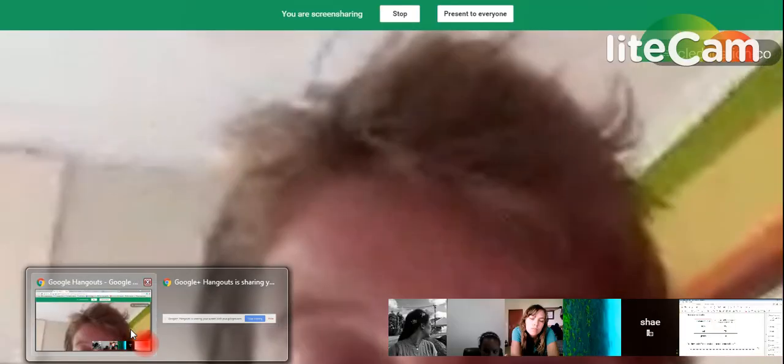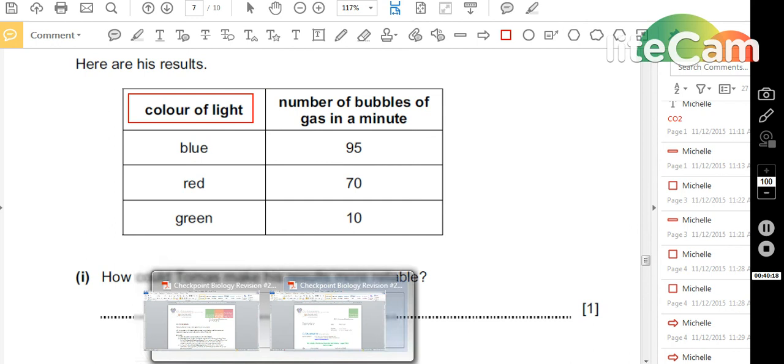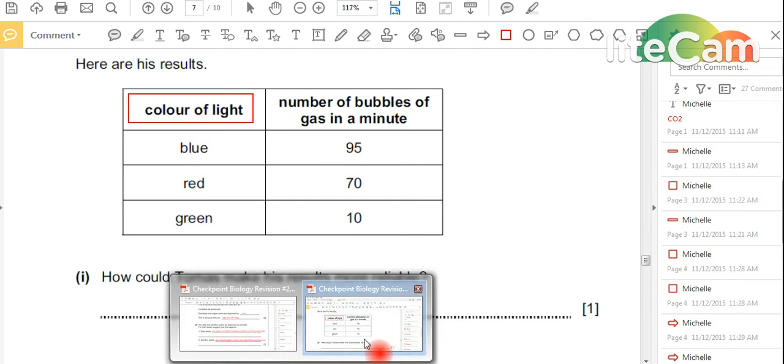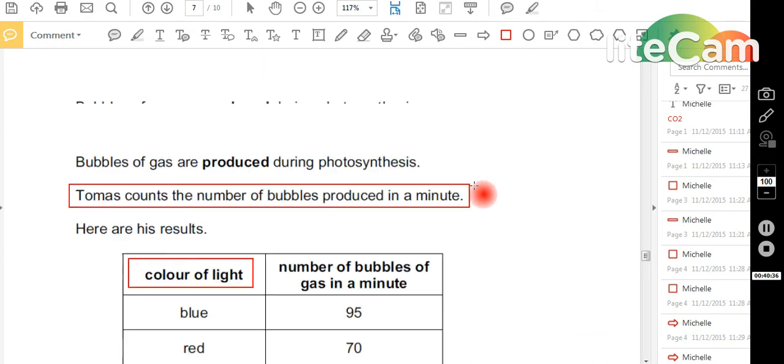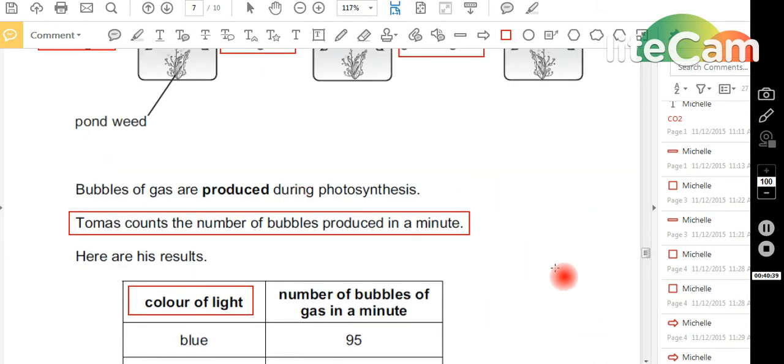By choosing one color of light. By choosing a specific color of light. No, because that is the factor that is changing. If they want to know how to make it more reliable, you have to specify everything else that you want to keep the same, because they haven't mentioned anything else in here, have they? No. So you now mention all the stuff that has to be kept the same.